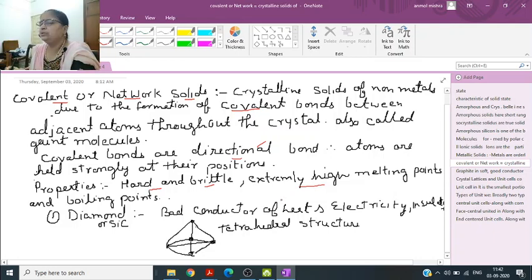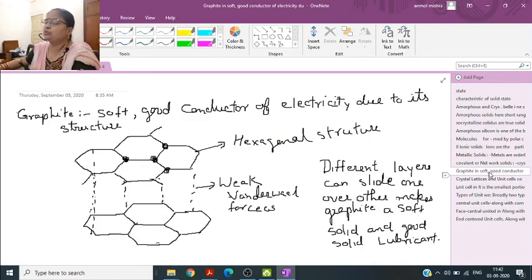Now diamond or silicon carbide, they are bad conductor of heat and electricity because one atom of carbon is linked with 4 carbon atoms and no free electron is present, therefore it is a bad conductor of electricity. It has tetrahedral structure. Diamond is the hardest substance known.